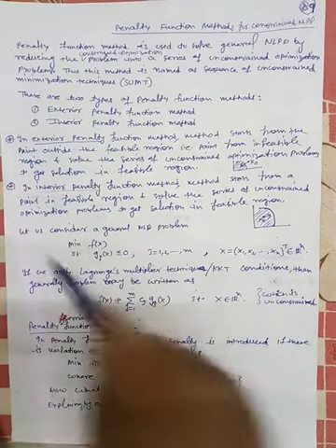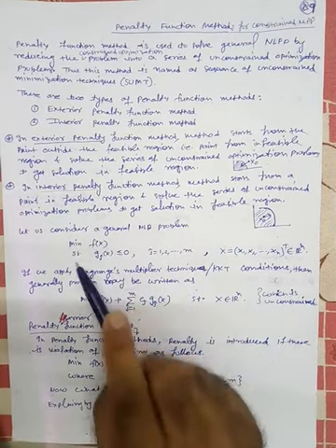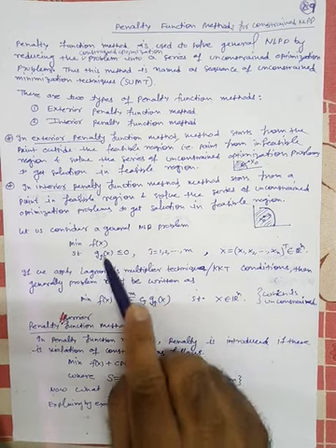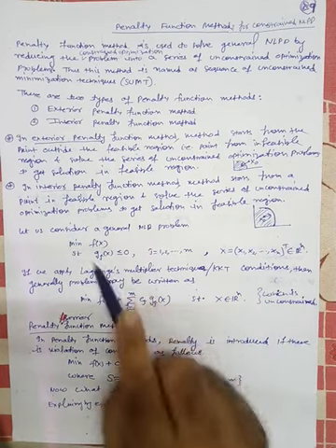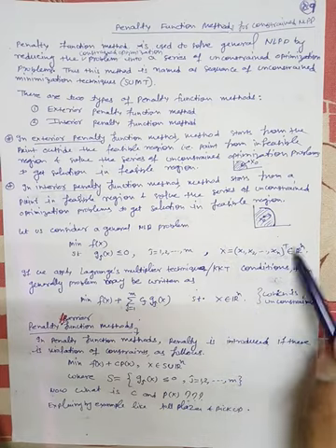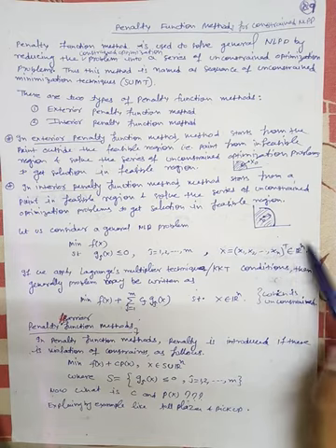Now let us consider a general NLPP problem. Minimize f of x subject to the constraints g_j of x less than or equal to 0, where j is 1 to m. So these are a total of m constraints. Here x is in n dimensions, x1, x2, ..., xn, an n-tuple in Euclidean space Rn.